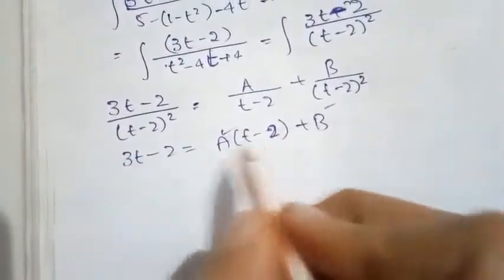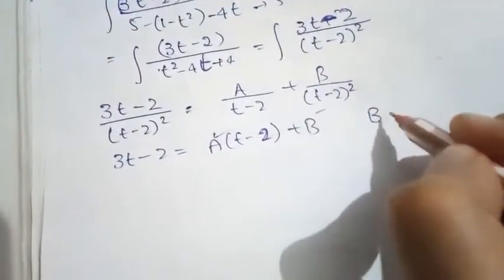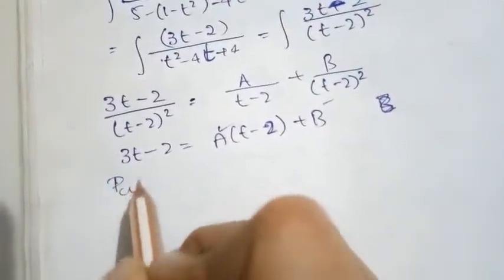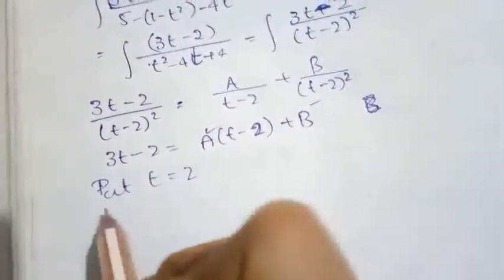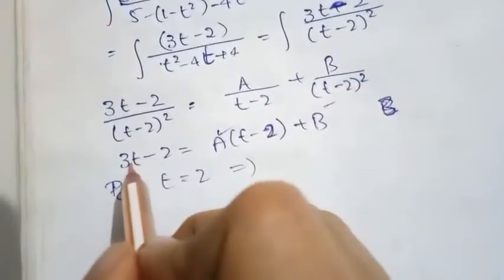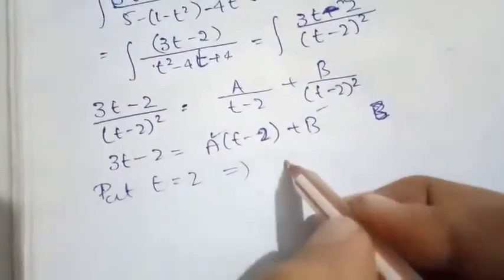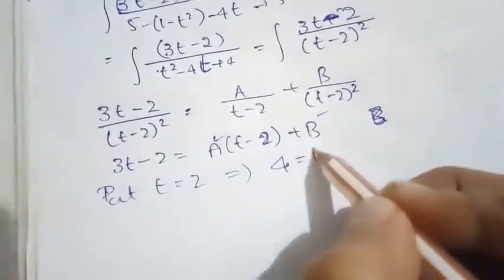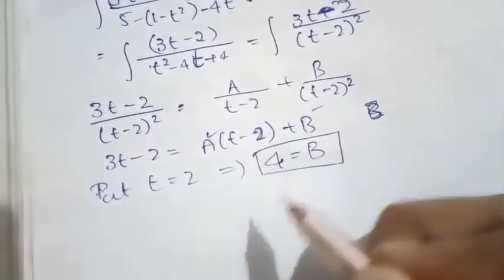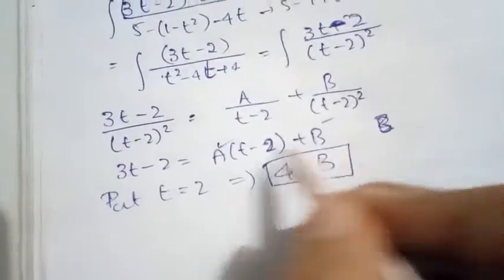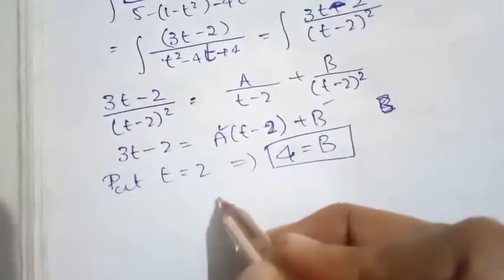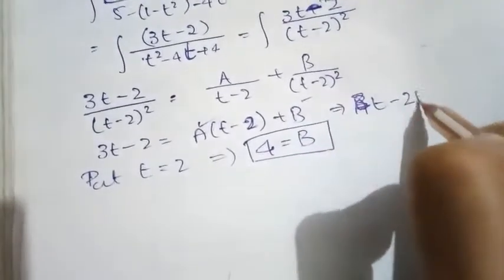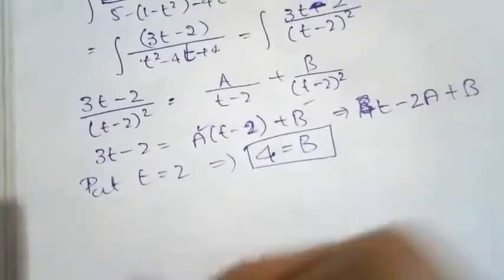Before comparing the constants, let us put t equal to 2. When t is equal to 2, what happens here? 3 twos are 6, 6 minus 2 is 4. Here the t minus 2 term vanishes, and we get the value of b is equal to 4. Now multiply this, and we are going to get 8t minus 2a plus b.